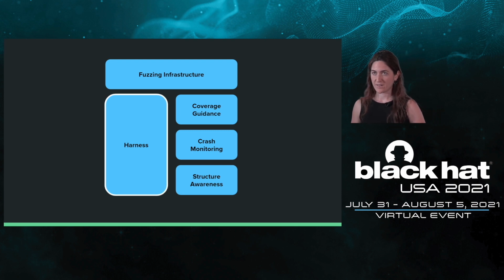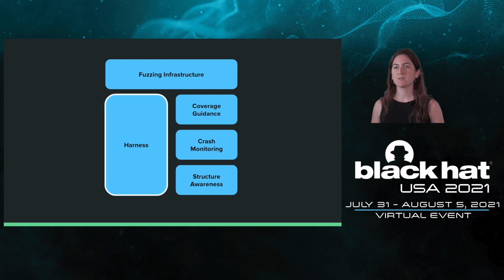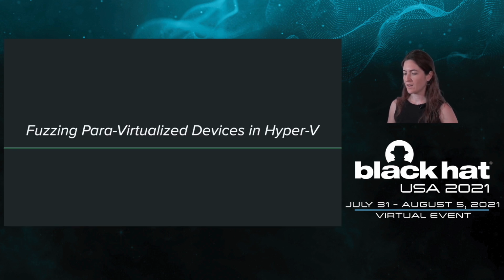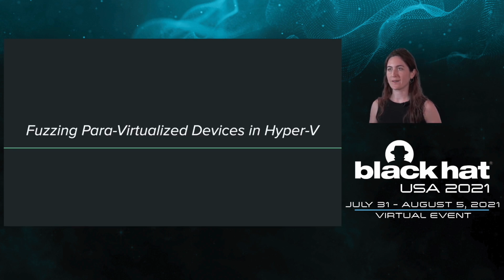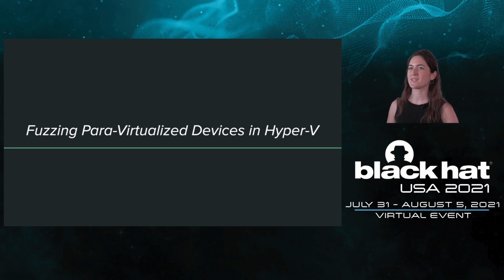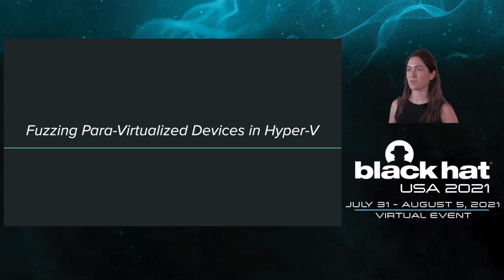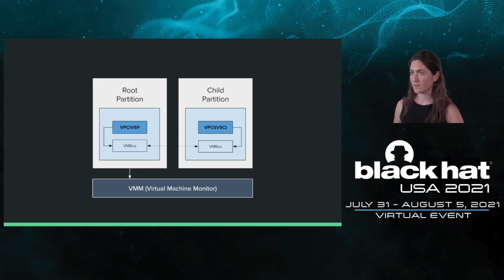So first things first, we need a harness. We need to be able to communicate with our target, vmswitch. The first resource we stumbled upon as part of our open source intelligence was a blog post called Fuzzing Para-Virtualized Devices in Hyper-V. Now, this looked quite good for us because this is exactly what we wanted to do. We wanted to fuzz a para-virtualized device, which is vmswitch.